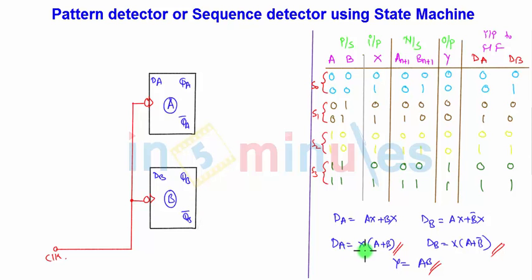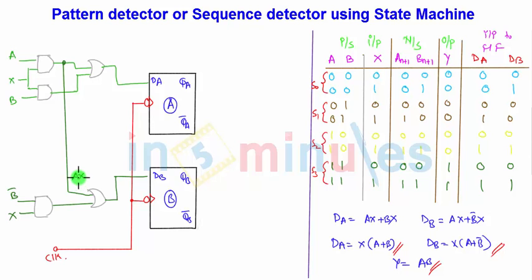The input of flip-flop A is X and A or B, that is, QA or QB. So we require two AND gates here and one OR gate, to which one of the inputs is X, and this one is A, B. So AX I am getting here. For DB I will be requiring B bar X. So this is the AND gate, one more, AX. Okay, so that's all about the circuit diagram.